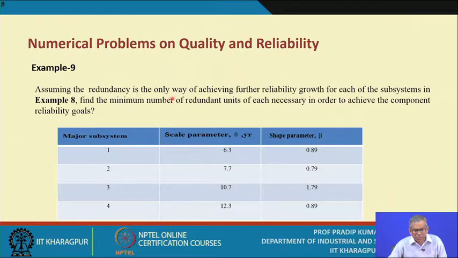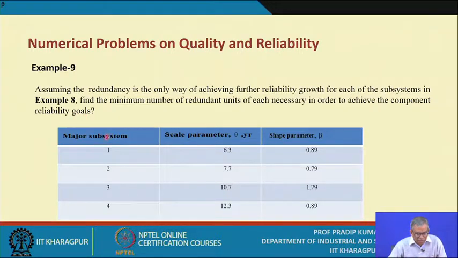Now the next example I will go through quickly. Assuming redundancy is the only way of achieving further reliability growth for each of the subsystems in example 8, that means you refer to the previous example, find the minimum number of redundant units of each necessary in order to achieve the component reliability goals. You have set the target, and you know the current value of reliability.